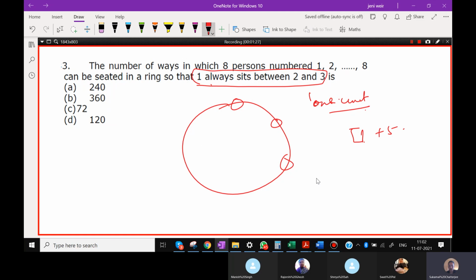So that means factorial 5, that is 6 minus 1 factorial, right? And 1 has to sit between 2 and 3, so the arrangement has 1 in between, and 2 and 3 can swap places. So that means this is factorial 5 multiplied by 2, which is 120 into 2, which is 240.